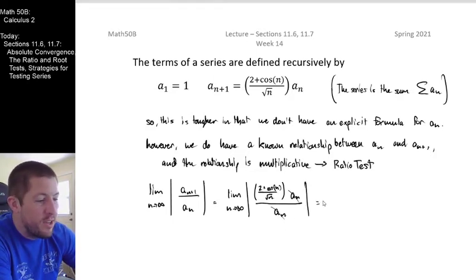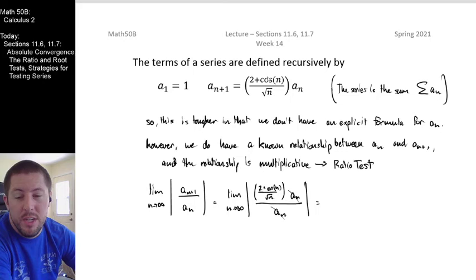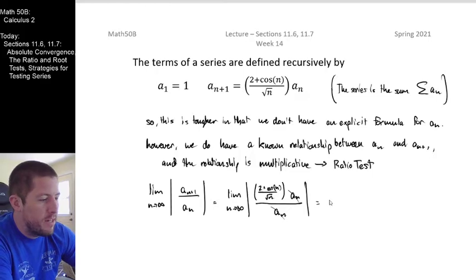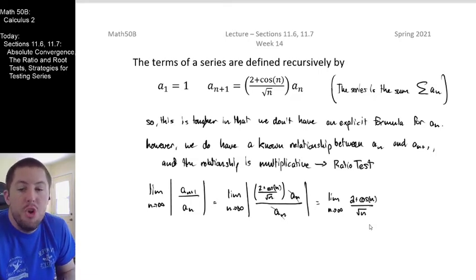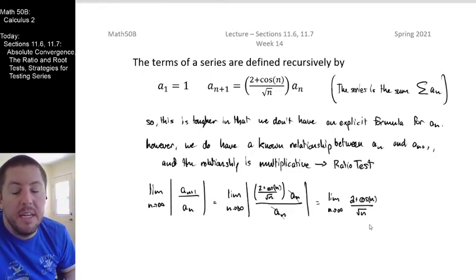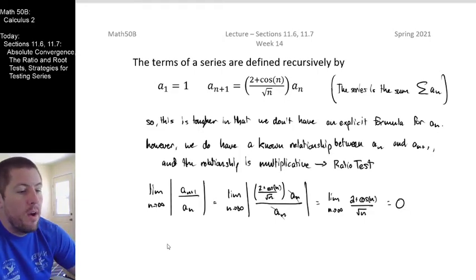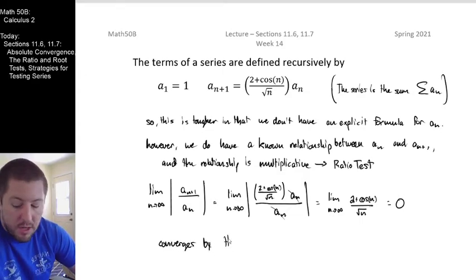That was easy. Also notice our absolute value bars are doing nothing for us. Cosine of n can technically be negative, but 2 plus cosine of n reaches a minimum value of positive 1. So it's never negative. The bottom is always positive also. So absolute value bars aren't doing anything for us. So it looks like this is just the limit as n goes to infinity of (2 plus cosine of n) over square root of n. And again, you should notice that the numerator reaches a maximum value of 3 and a minimum value of 1, while the denominator is getting infinitely large, and therefore this limit is equal to 0. This clearly converges by the ratio test.